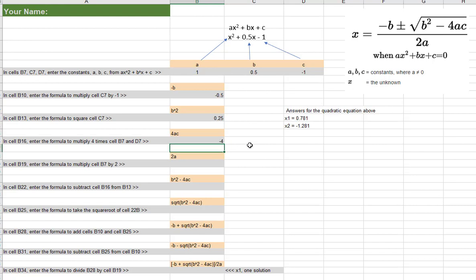Okay. And now the next one is 2A. So multiply that cell. There we go, B7. So 2. All right, so take a look at it again.